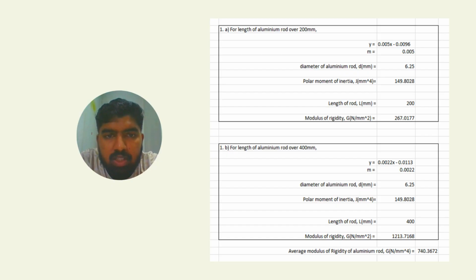For discussion, we'll be discussing finding the polar moment of inertia and modulus of rigidity for all three metals with their corresponding lengths of rods, which are 200 millimeter and 400 millimeter. You will notice that the polar moment of inertia will be the same for both lengths for each individual rod, because for finding the polar moment of inertia, we'll be using the formula pi times the diameter of the specific rod to the power of 4 divided by 32.